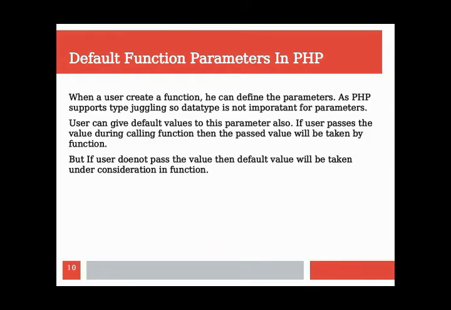Default function parameters in PHP. When a user creates a function, he can define the parameters. As PHP supports type juggling, which we already saw, the data type is not important for parameters. The user can also give default values to these parameters. If the user passes a value while calling the function, then the passed value will be taken by the function. But if the user does not pass a value, then the default value will be taken into consideration in the function.